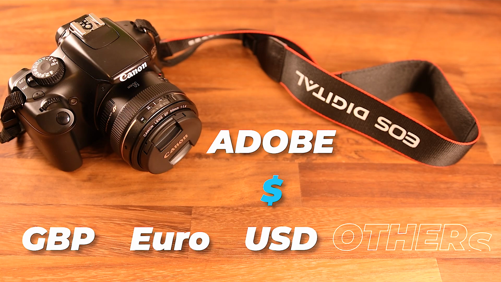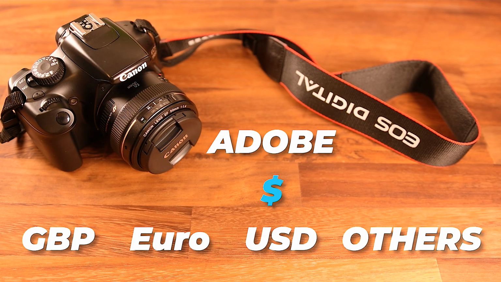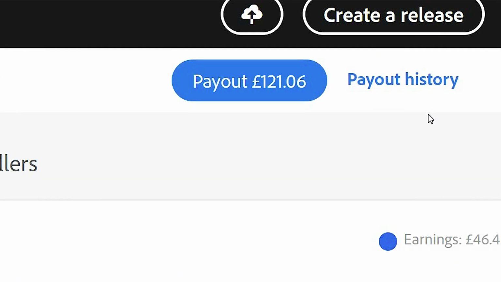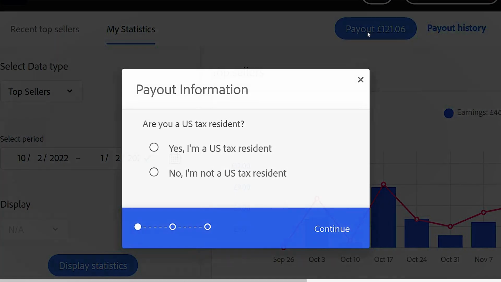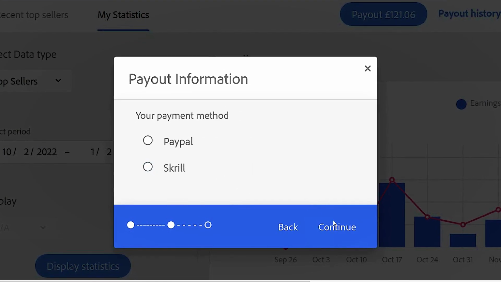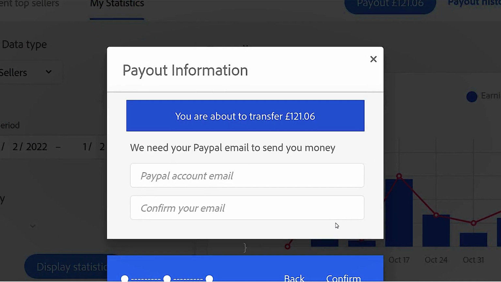You can, however, still pay out in euros, dollars, pounds, or a few others when you pay out. And you can do that when you hit $25 as a minimum. Let me show you how that's done. I'm way over the $25 minimum, which is £18.75 in pounds, or at least that's the limit set for pounds. To pay out, click on this arrow next to available earnings, then pay out. Select your US tax resident declaration, then your payment choice, enter your email and confirm.